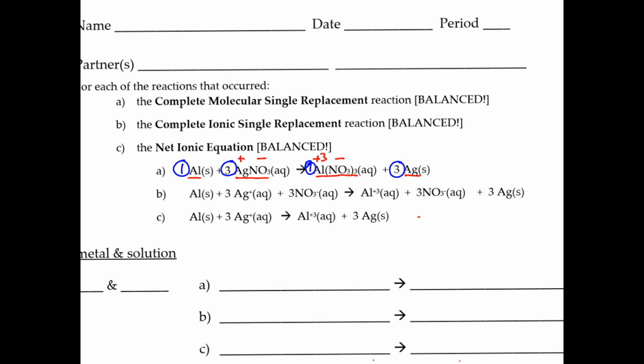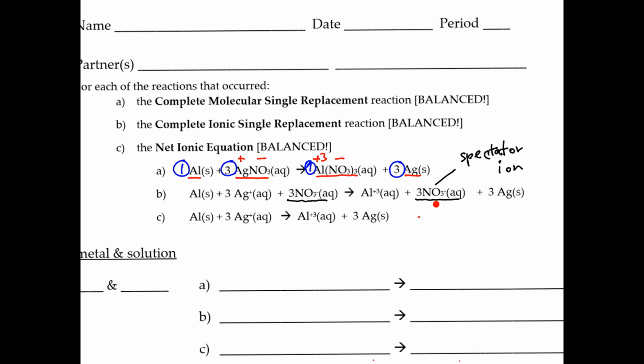Lastly, you look for what we call spectator ions. Spectator ions are exactly the same on both sides. So see how the 3 nitrates on the right and 3 nitrates on the left are exactly the same? So those are called spectator ions. Just like a spectator at an event is just watching, that's what these do. These are the ones that are going to be eliminated for the net ionic because nothing is happening to the nitrate.